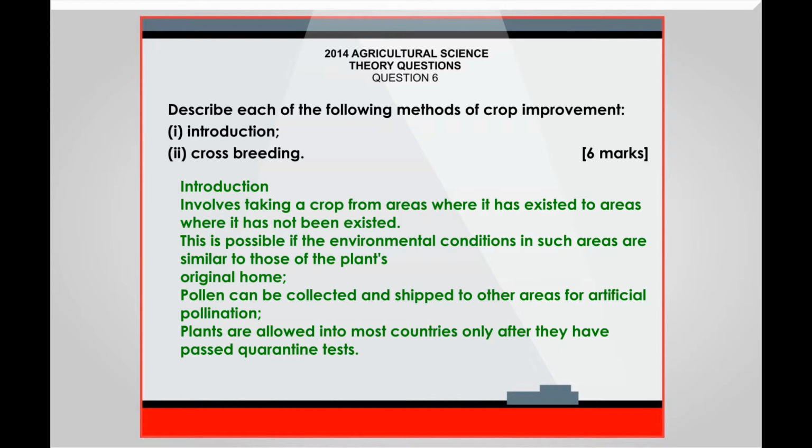This is possible if the environmental conditions in such areas are similar to those of the plant's original home. Pollen can be collected and shipped to other areas for artificial pollination. Plants are allowed into most countries only after they have passed quarantine tests.